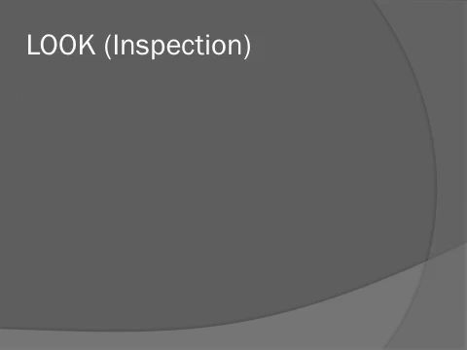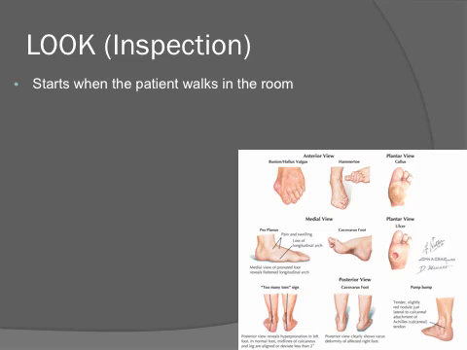First, begin with the look or inspection component of the exam. Inspection begins when the patient walks in the room. You want to observe their gait for any asymmetry, such as seen when a patient tries to prevent weight bearing on an injured foot, or if there is any abnormal contact with the ground, such as in foot drop.